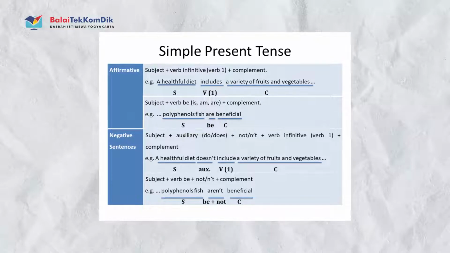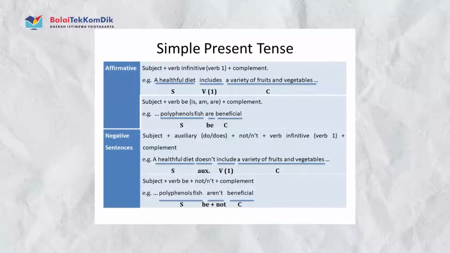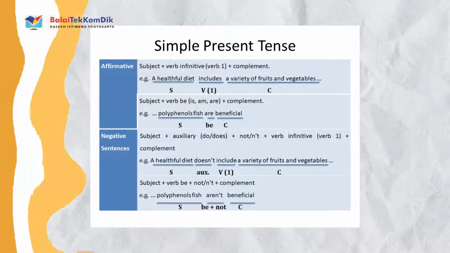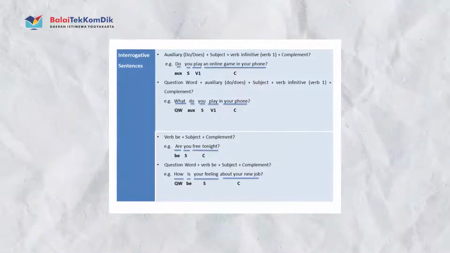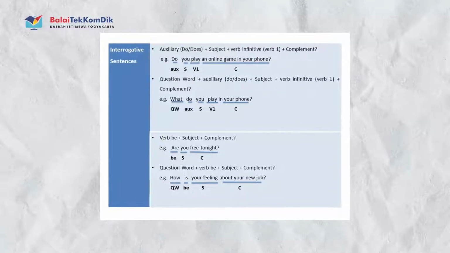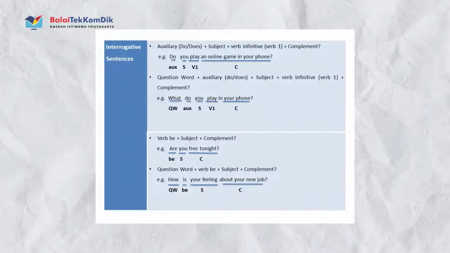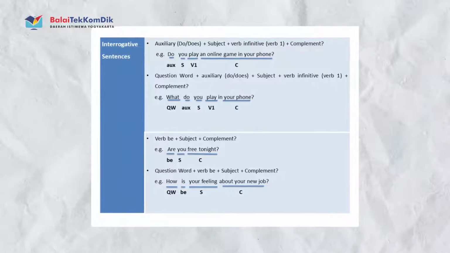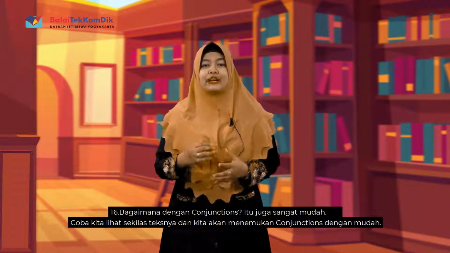In affirmative form, we can use infinitive verbs, or we usually call them verb 1. We can also use verb be in the form of is, am, are depending on the subject used. While in the negative form, we just have to put the auxiliary do or does, or verb be. The concept of interrogative sentences is also quite similar. We just have to put the auxiliary in the front part of the sentence or simply add a question word.